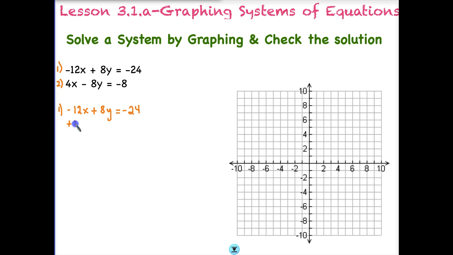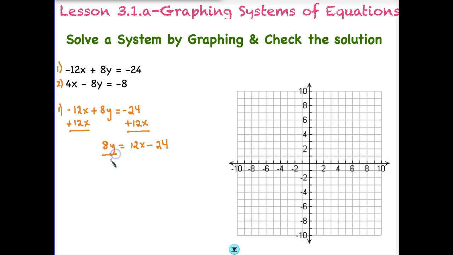So we're going to move our x term to the other side. So we're going to add 12x. Now remember that we cannot combine these two on the end because they are not like terms. So we are left with 8y equals, and I'll put the 12x first. As long as I keep the signs with the respective term, it'll be okay.